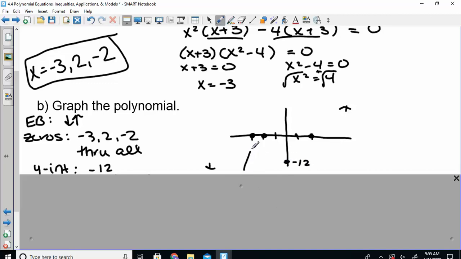We're going to go through all the zeros, so just come up and go through. And we know we can double check our graph on the calculator.